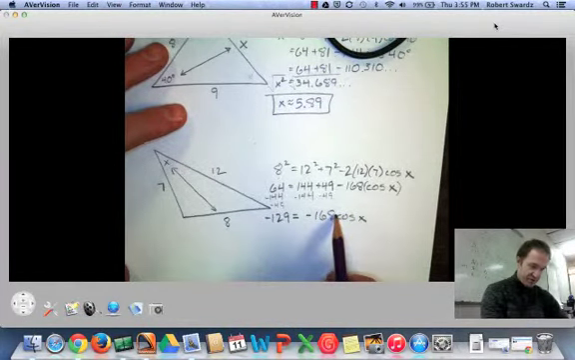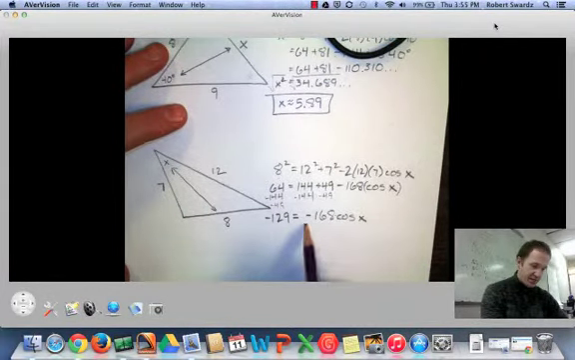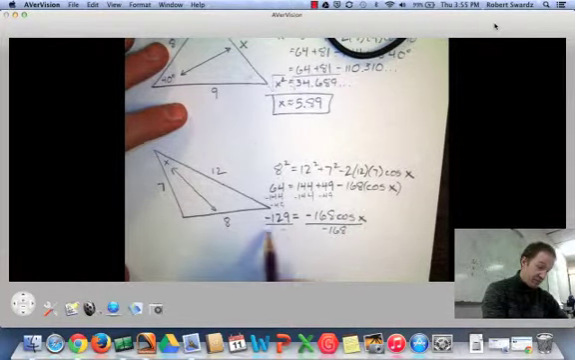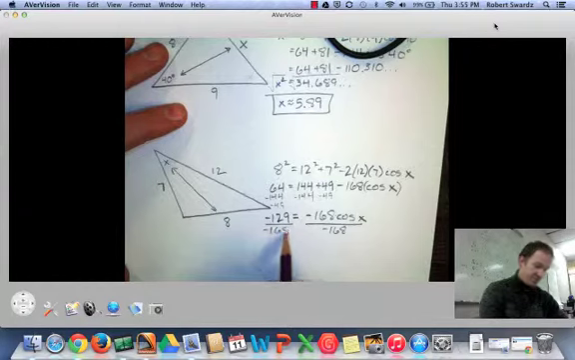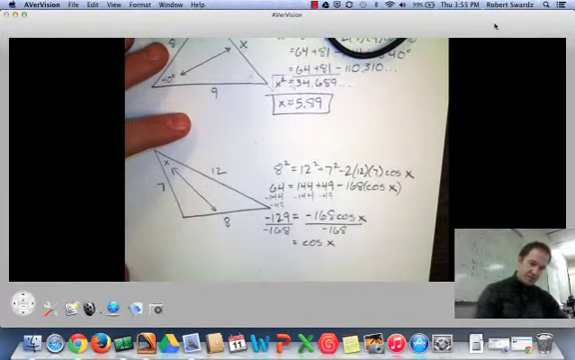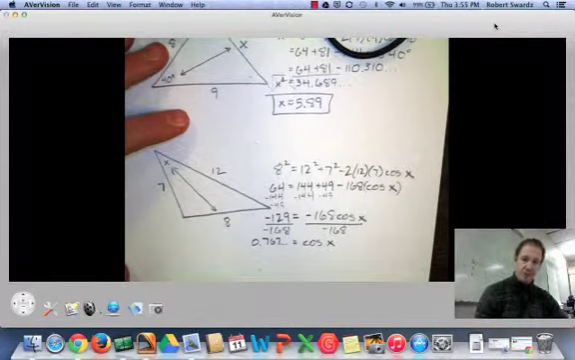Now this is multiplication here between the negative 168 and the cosine. You undo multiplication by dividing. So I'm going to divide both sides by negative 168. And I'm going to be left with cosine x over here. Negative 129 divided by negative 168. So, big long decimal, 0.767 and some more digits.